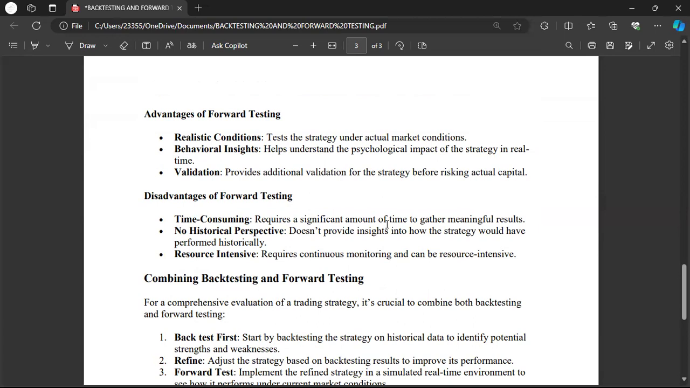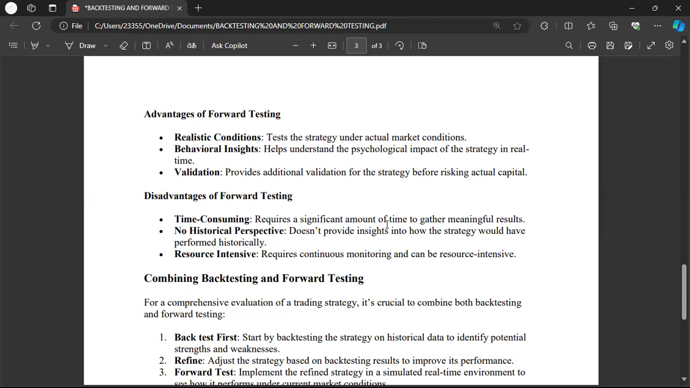Now, realistic conditions, right? The advantage: test the strategy under actual market conditions. Behavioral insights: helps understand the psychological impact of the strategy in real time. Validation: provides additional validation for the strategy before risking actual capital.